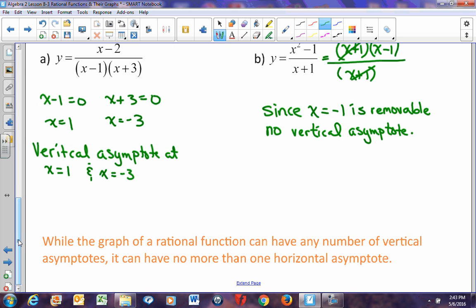While the graph of a rational function can have any number of vertical asymptotes, it can have no more than one horizontal asymptote. Okay? Magic number. Can't have more than one. It'll either have none or it'll have one. It won't have more than one. It can have a myriad of verticals, but only one horizontal.